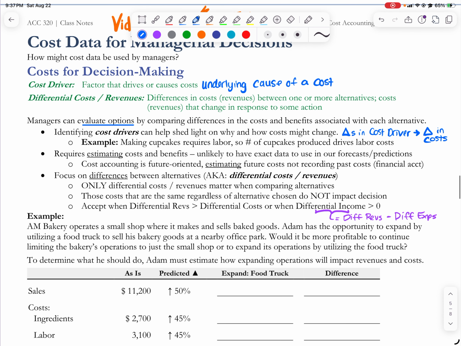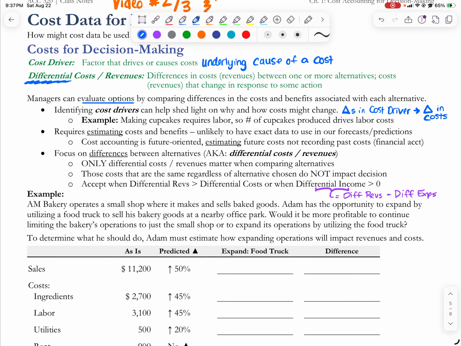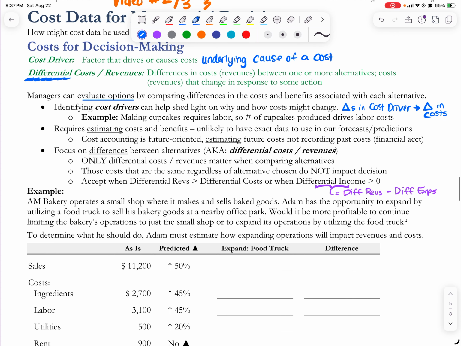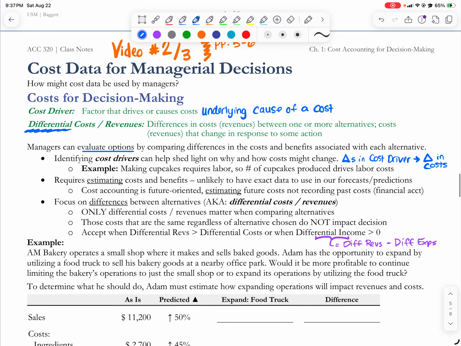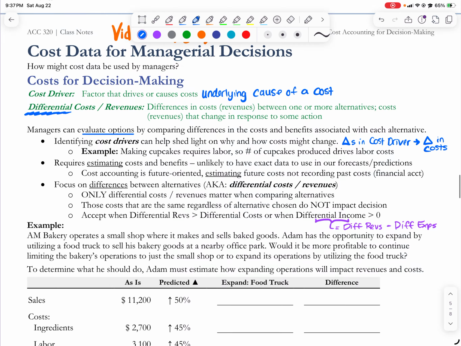Then we have differential, emphasis on that word, cost or revenues. So differential costs are just differences in cost between one or more alternatives or one or more options. Basically how costs differ. Differential revenues, how revenues differ between alternatives. Basically just differences in costs, differences in revenues between different alternatives that we could pursue.